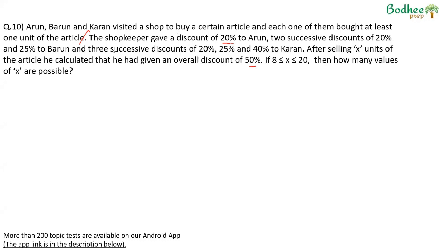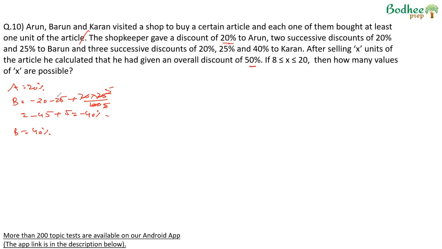Now, if we first look at the discount that is being offered, the shopkeeper gave a discount of 20%. Let me write it on the left-hand side. Arun gets 20% discount outrightly. Varun gets 2 successive discounts of 20 and 25. So the overall value will be minus 20 minus 25 plus 20 into 25 upon 100. Successive discount. This is minus 45 plus 5 or minus 40%. So Varun gets a discount of 40%.